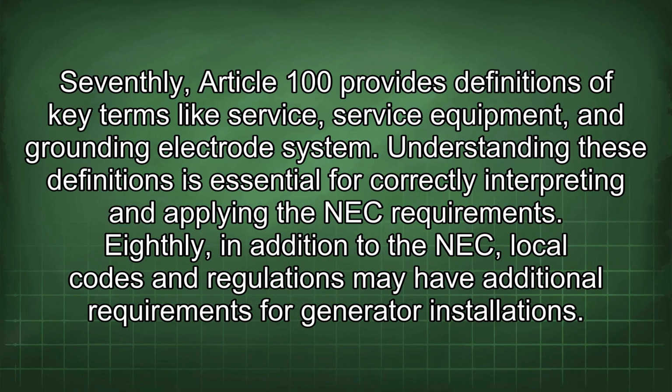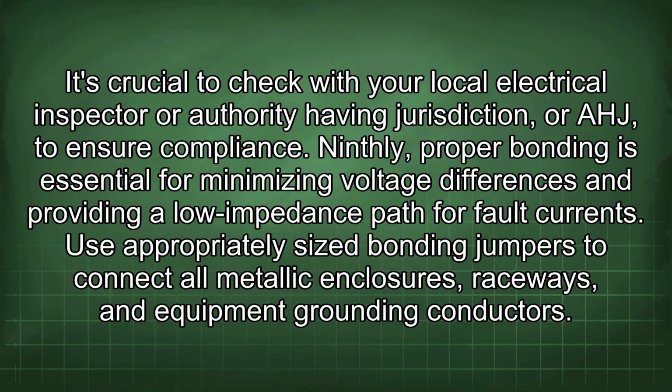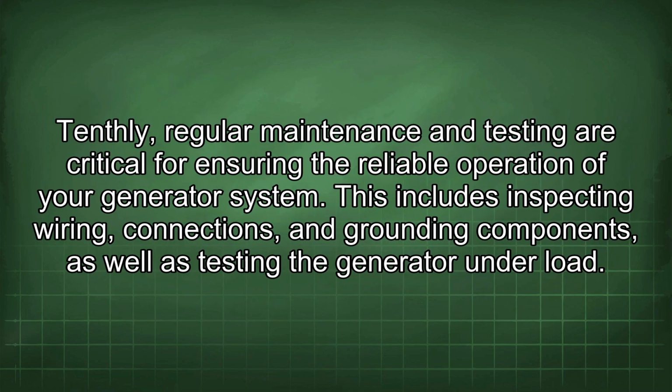Eighthly, in addition to the NEC, local codes and regulations may have additional requirements for generator installations. It's crucial to check with your local electrical inspector or authority having jurisdiction, or AHJ, to ensure compliance. Ninthly, proper bonding is essential for minimizing voltage differences and providing a low impedance path for fault currents. Use appropriately sized bonding jumpers to connect all metallic enclosures, raceways, and equipment grounding conductors. Tenthly, regular maintenance and testing are critical for ensuring the reliable operation of your generator system. This includes inspecting wiring, connections, and grounding components, as well as testing the generator under load.